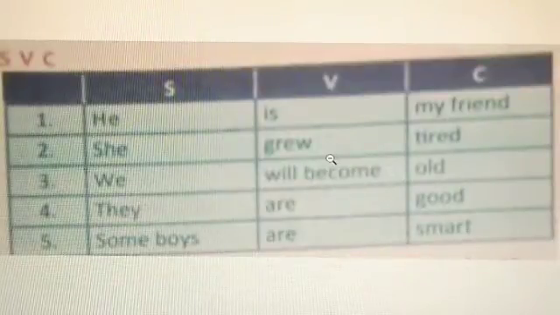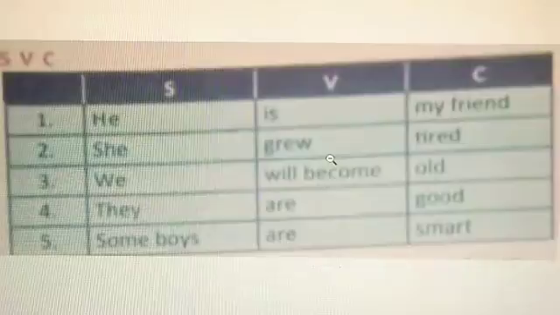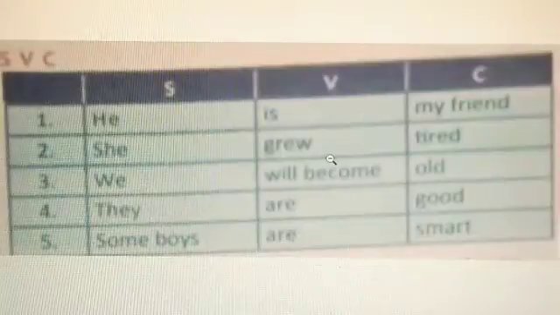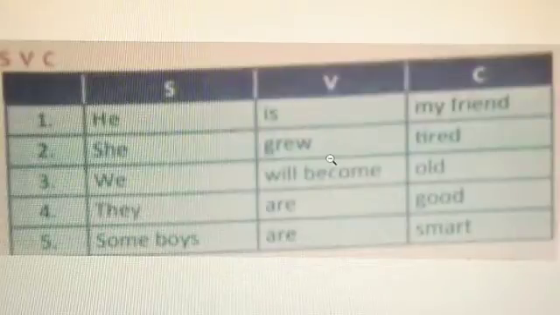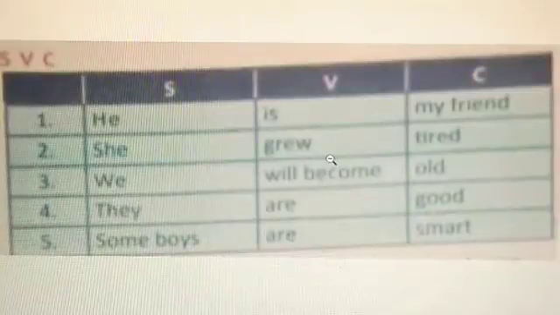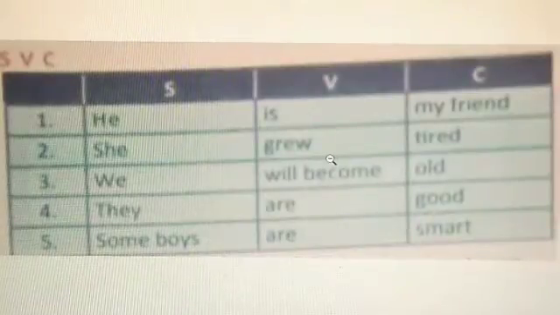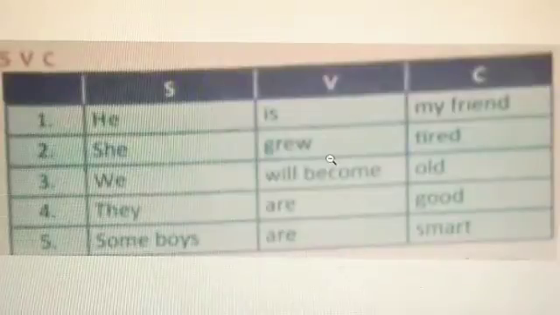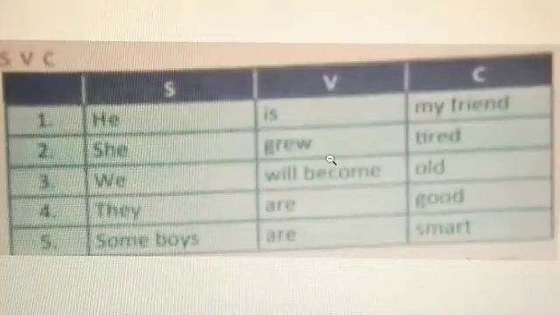Third one, we will become old. See, we only will become old. So old refers to that nature of we. So we subject, will become verb, old is complement. Fourth one, they are good. They subject, are verb, and good is complement. Fifth one, some boys are smart. So smart is the nature of some boys. Okay, some boys subject, are verb, and smart is complement. So complement comes to complete the sentence, and usually it may be referring to a job or a characteristic.